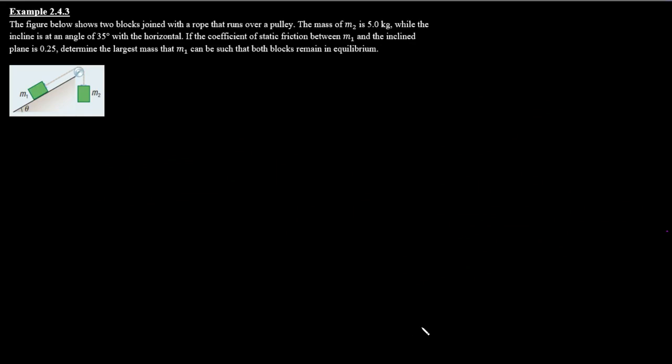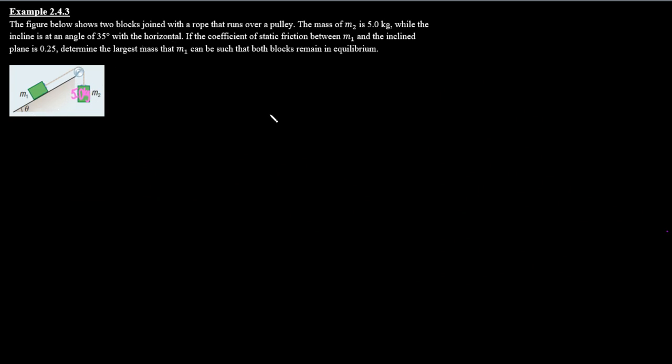Okay, so both of our examples so far have dealt with kinetic friction, so let's do one that deals with static friction. Example 2.4.3 says, the figure below shows two blocks joined with a rope that runs over a pulley. The mass of M2, this hanging mass right here, is 5 kilograms, while the incline is at an angle of 35 degrees with the horizontal.